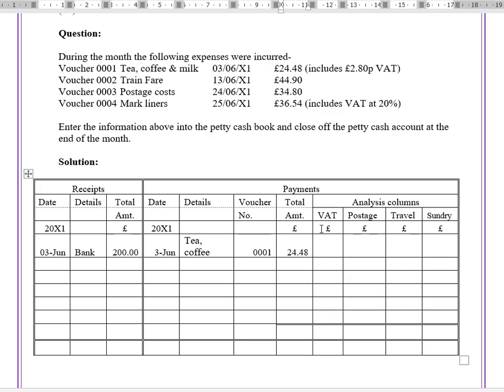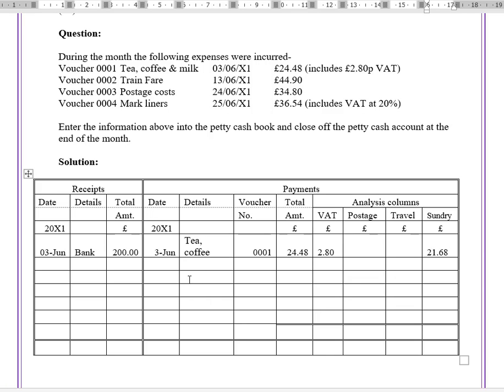Would you put it under the VAT, postage, travel, or sundry? Because it's tea and coffee, I will put it on the sundry. Then, of course, notice it says to us that includes £2.80 VAT. So I will put the exact VAT amount that I have been charged under the VAT column. Then I will put the net amount under the analysis column of sundry, which is a ledger account.